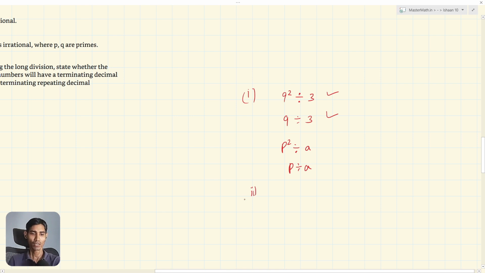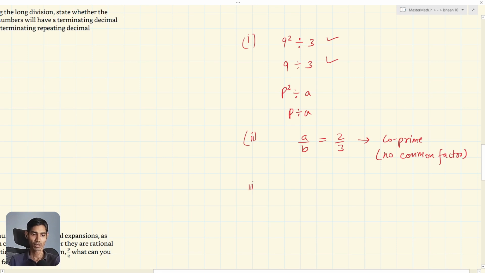Second thing is the meaning of coprime. So what is coprime? Suppose a and b are coprime, like 2 and 3. So they have no common factor. That is what coprime means.